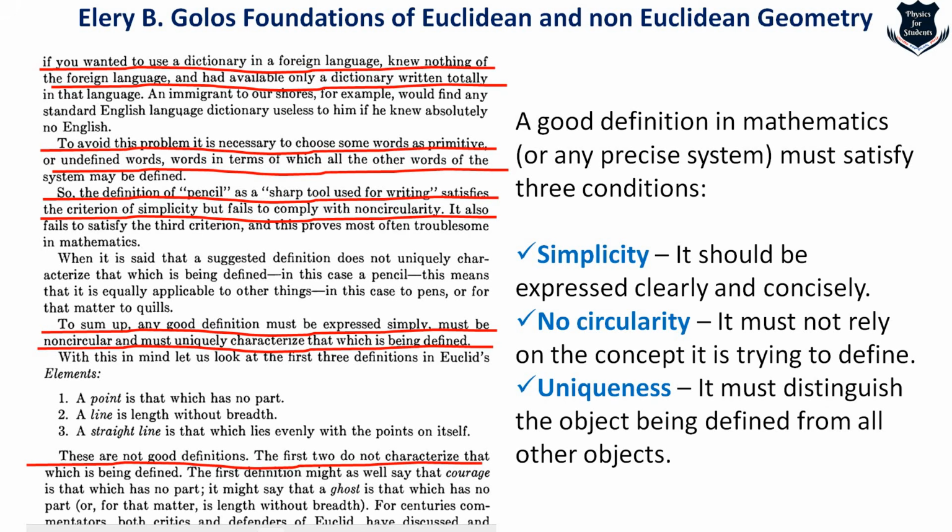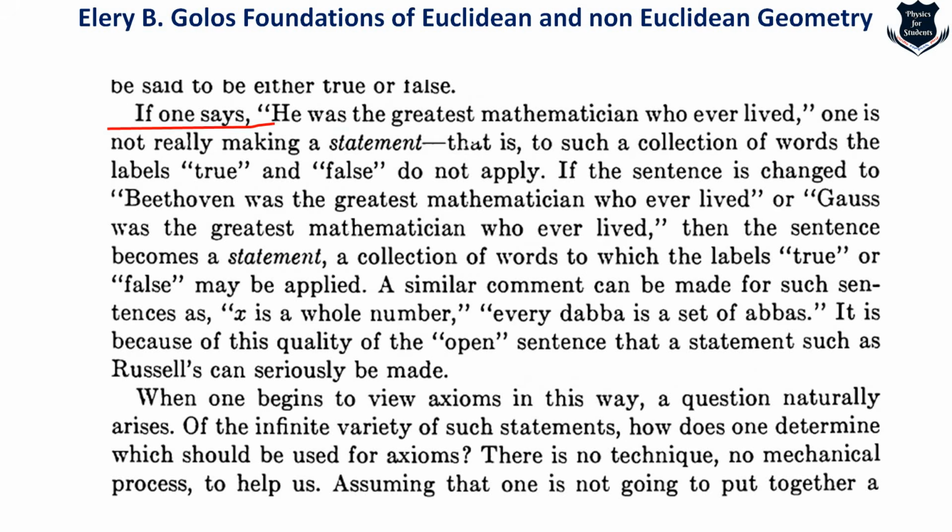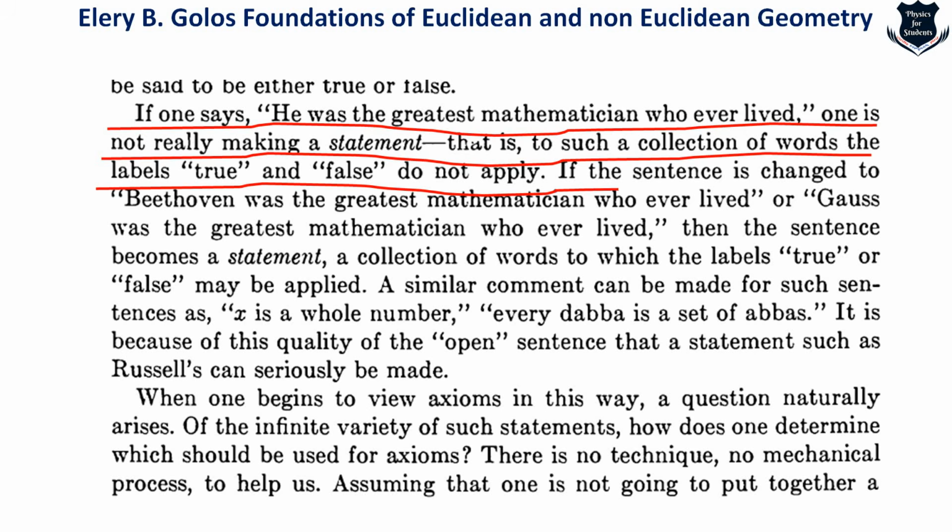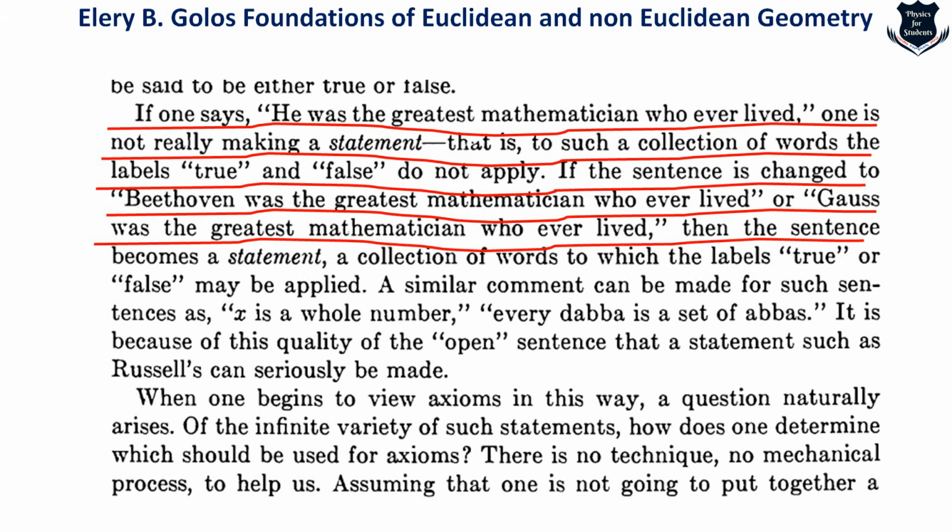So this is a very good learning from Golas' book, and he further writes that he was the greatest mathematician who ever lived. One is not really making a statement; to such a collection of words the labels true and false do not apply. If the sentence is changed to something, Beethoven was the greatest mathematician who ever lived, or Gauss was the greatest mathematician who ever lived, then the sentence becomes a statement, a collection of words to which the labels true or false may be applied. So this is amazing.